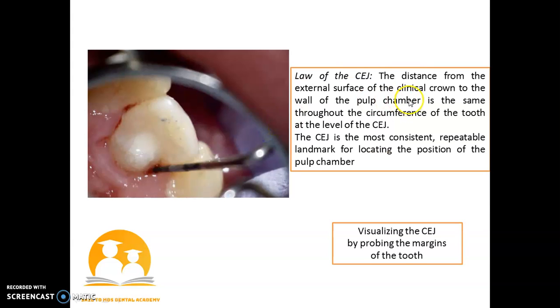So first of all is the law of CEJ. Remember, aspirant, the CEJ is the most consistent, repeatable landmark for locating the position of the pulp chamber. The distance from the external surface of the clinical crown to the wall of the pulp chamber is the same throughout your CEJ. And how can you locate the CEJ? With the help of the periodontal probe. So this image indicates the law of the CEJ. Where your CEJ is, there your pulp chamber is located.